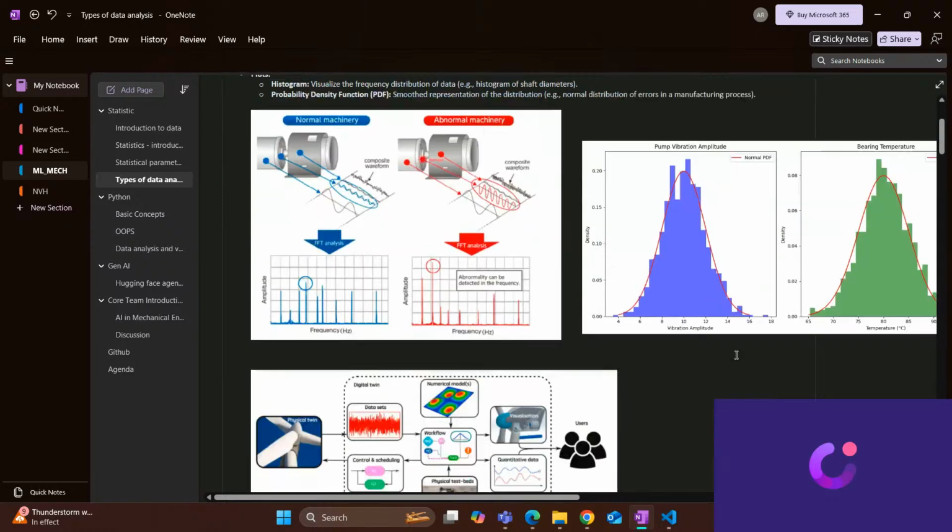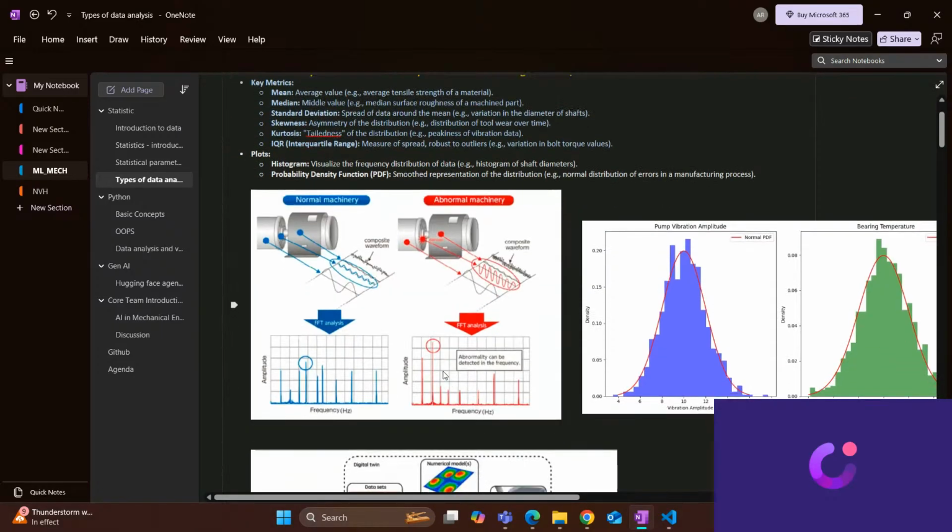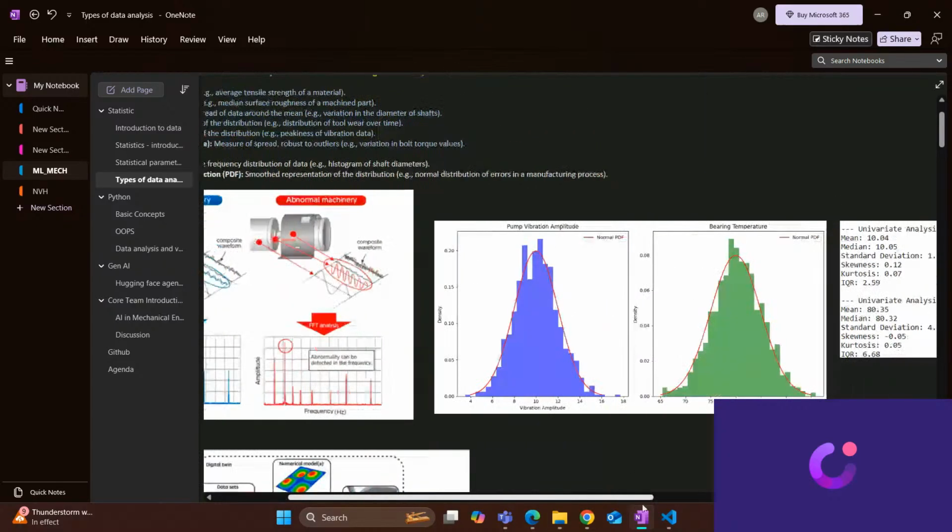For this example, I have a machine which is running. This is normal data which has no defect. We do an FFT analysis, and then we have an abnormal machine which has a different vibration pattern, and it might create some abnormality. For this I take a vibration data distribution, and also a temperature data distribution, so I'm measuring both vibration and temperature. Now it's showing normally distributed data.